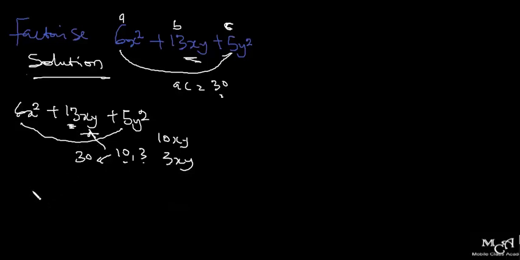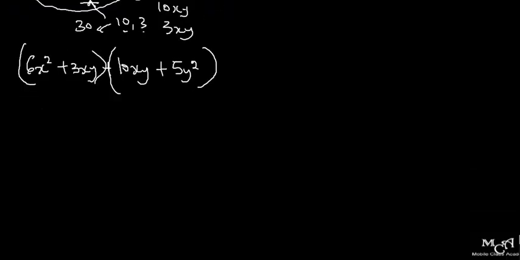So we are going to have 6x squared plus 3xy plus 10xy plus 5y squared, right? So at this point, what do we do? We group. After grouping, what do we do? We look for a common factor here.